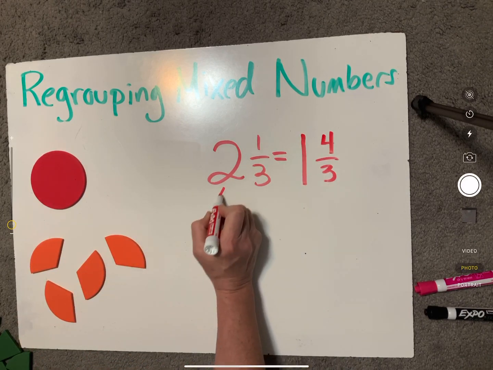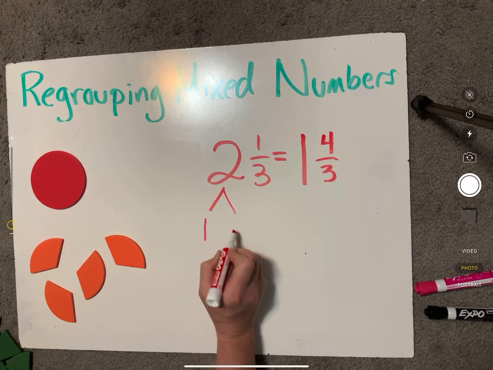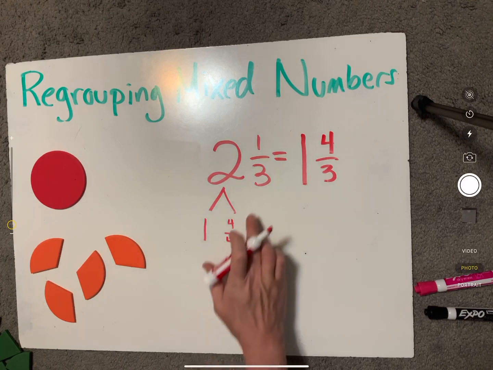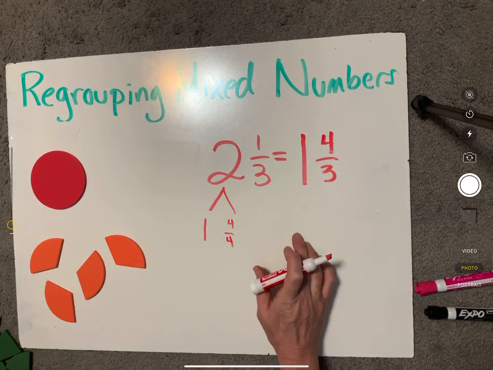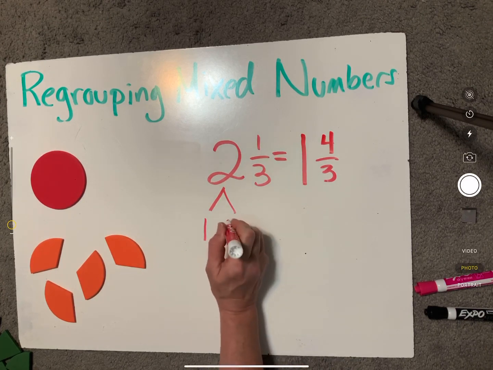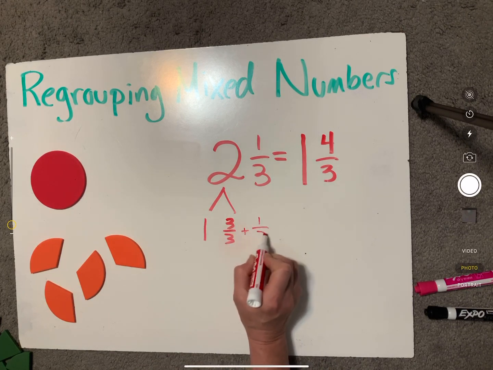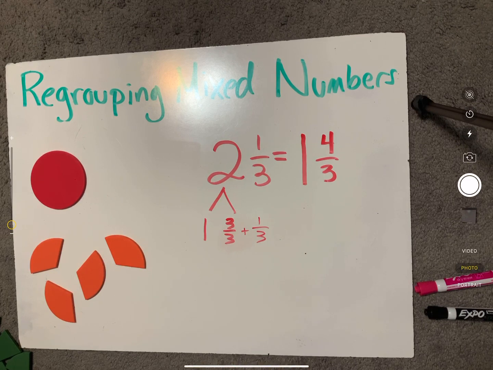I have 1, 2, 3, 4 thirds. And that worked because I split my 2 into 1 and 3 thirds, plus that extra 1/3. Oh gosh, thirds. Hang on, I was on thirds. 1 and 3/3. And then I'm going to add that extra 1/3, and I'm going to end up with 1 and 4 thirds. Okay. So those are just some ways that we can draw them.